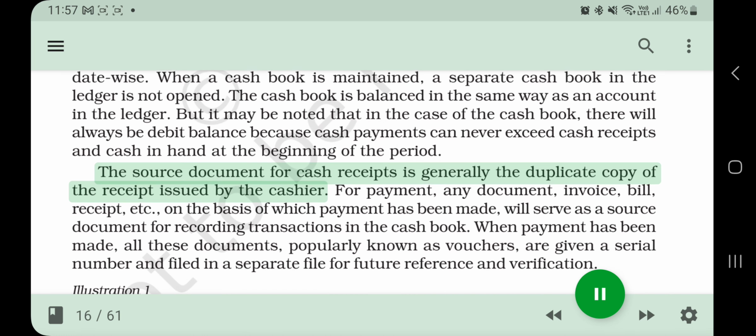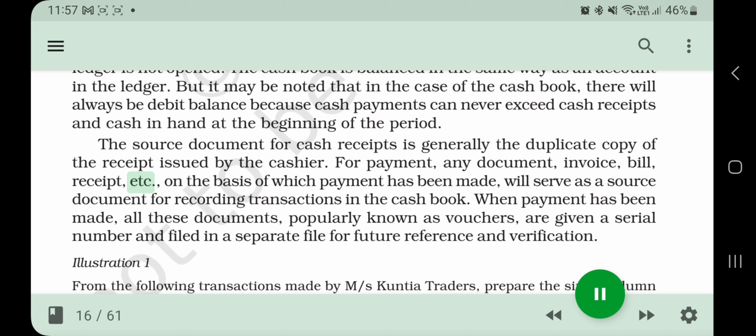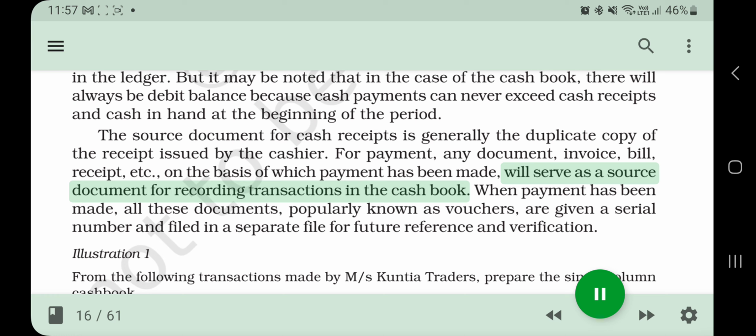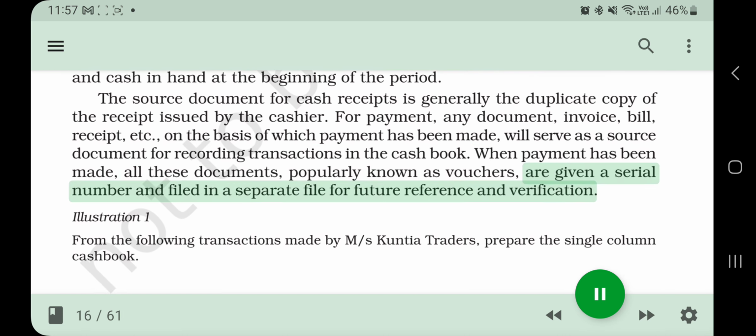The source document for cash receipts is generally the duplicate copy of the receipt issued by the cashier. For payment, any document, invoice, bill, receipt, etc., on the basis of which payment has been made, will serve as a source document for recording transactions in the cash book. When payment has been made, all these documents, popularly known as vouchers, are given a serial number and filed in a separate file for future reference and verification.